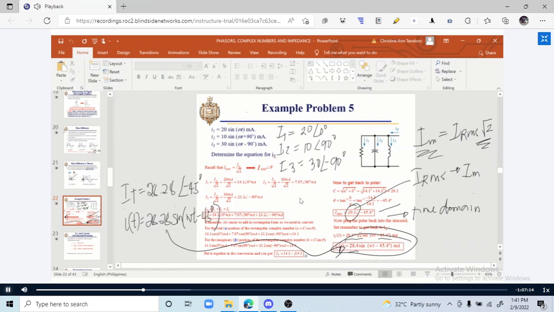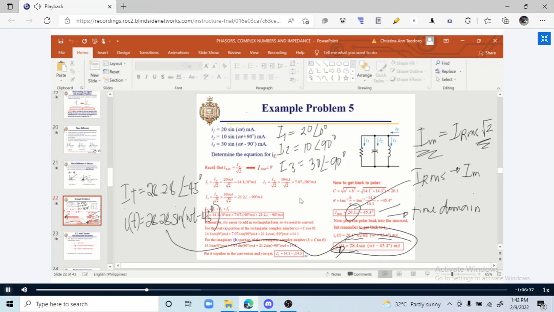Andrea, how can we get the phasor equivalent of I3? First, we look at the equation, then get the IM, which is equivalent to 30. Then we will divide it by square root of 2 to get the IRMS. Let me calculate. 30 divided by square root of 2 is equivalent to 21.2. And the final answer would be 21.2 angle negative 90.